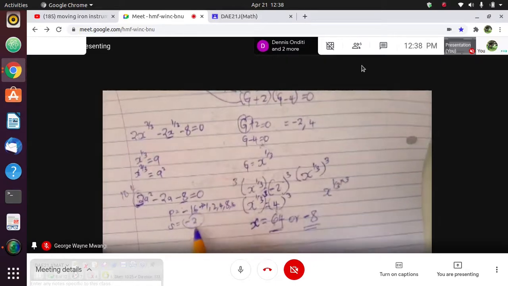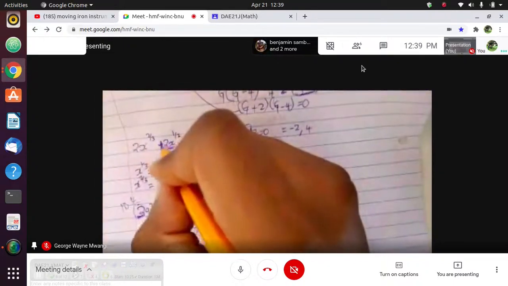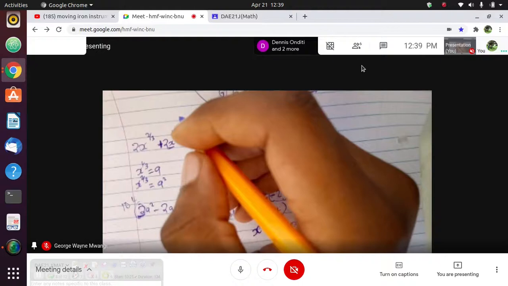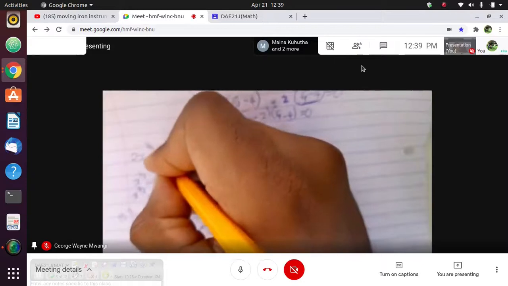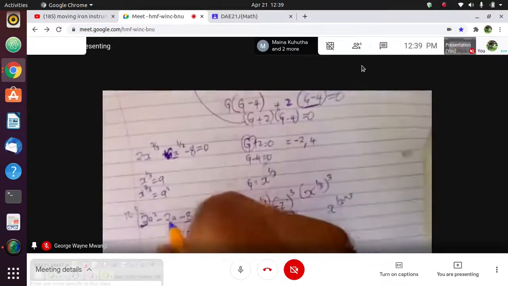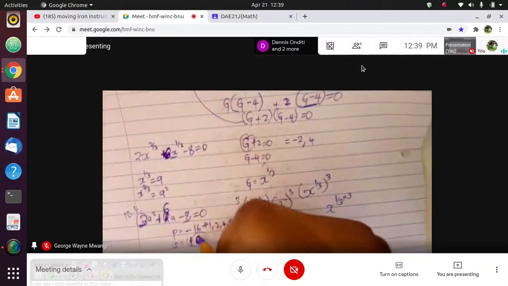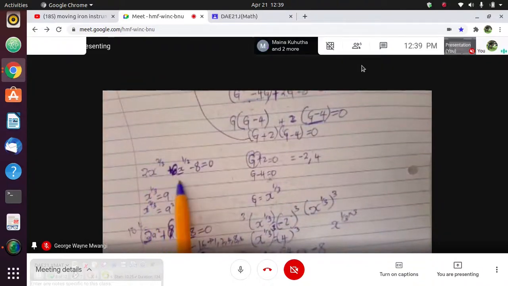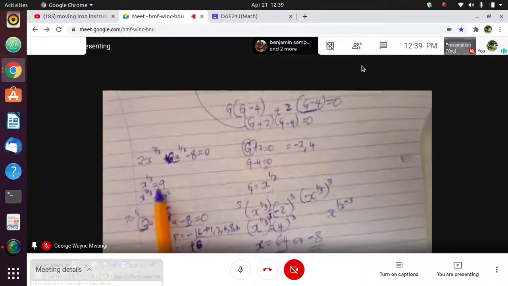But let's change this to plus 6. Let this be plus 6. Now it is possible to do it. Our initial equation now is 2x raised to power 2 over 3 plus 6x raised to power a third minus 8 is equal to 0. We still replace a.